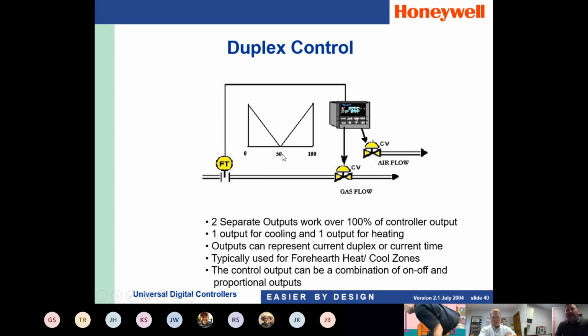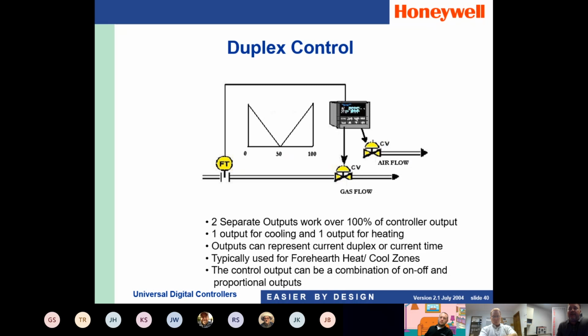And then on my heating, which is reverse acting, I have 50% being my 4 milliamp, 100% being my 20 milliamp. So I would have full heating at 100%. Sometimes on the cooling side of it, you'll use a blower or a fan or some other means of controlling the cooling mechanism that cools the process.